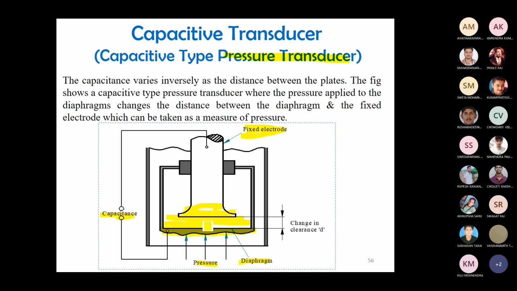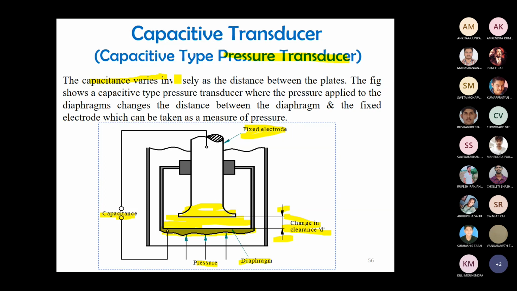If that gap is changing, then that value is also changing. So you can see the capacitance changes with the clearance D. The area is changing, the length is changing, so clearance D is also changing. If it is changing, then the capacitor value is also changing.